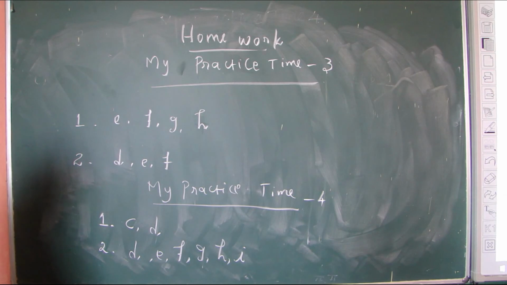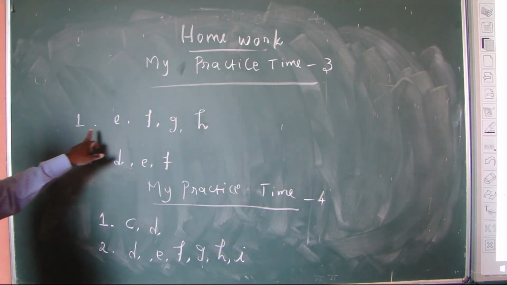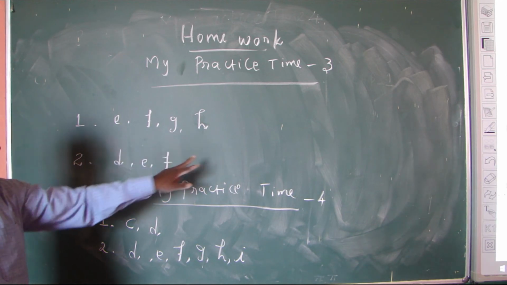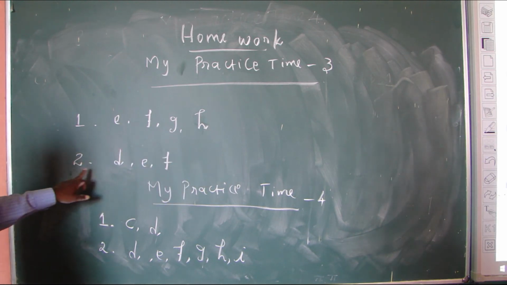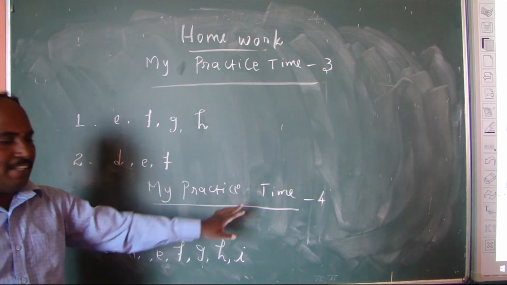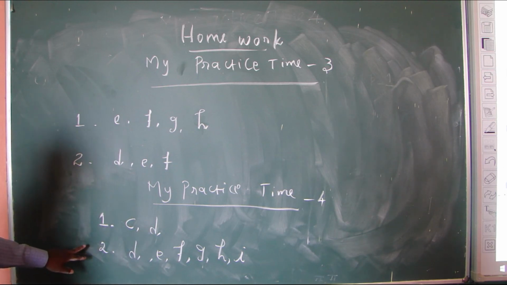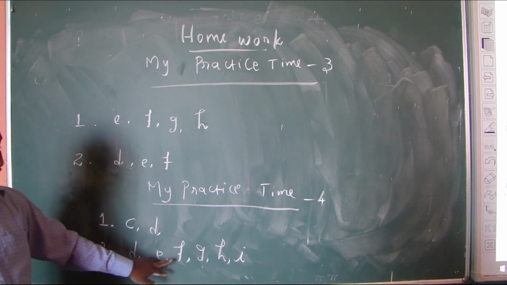Listen here, our homework part. My practice time 3, first Roman E, F, G, H, then second Roman D, E, F. My practice time 4, first Roman C, D, then second Roman D, E, F, G, H, I.